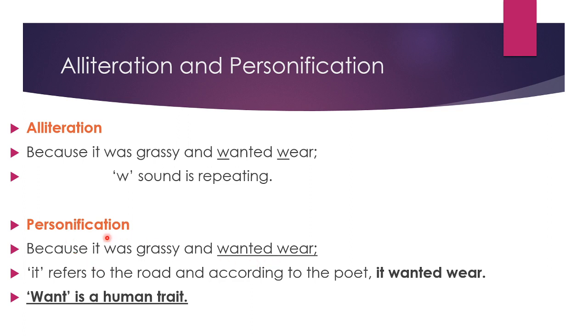Now personification, in the same line, "because it was grassy and wanted wear." Here it refers to the road, and according to the poet, it wanted wear. That means the road wants to wear, and want is a human trait. A road cannot want anything. Therefore this is personification. So you will underline "wanted wear" in the line and then write that this is personification.